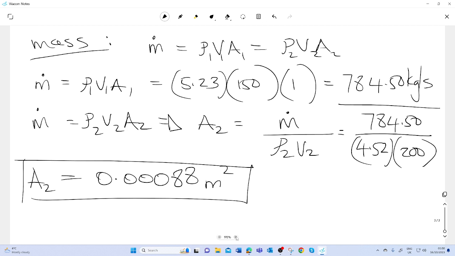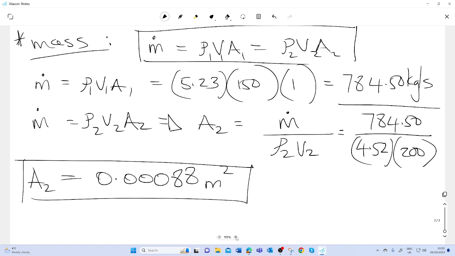Now, by using the mass equation based on the flow of the nozzle, we can deduce that m dot equals rho 1 V1 A1 equals rho 2 V2 A2. And this is a very important equation for constant mass flow rate through the nozzle. Therefore, our mass flow rate, which is constant, equals rho 1 V1 A1. By slotting in the values, we have 784.450 kilograms per second calculated.